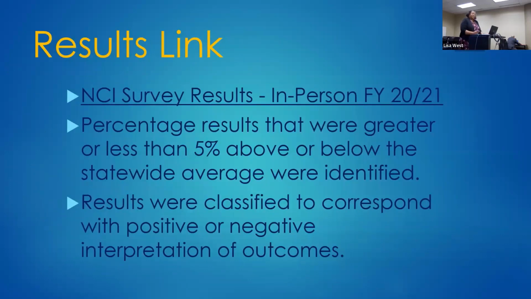The survey results themselves are posted on our website, and they're tabulated by regional center. Percentage results that were 5% above the statewide average are green, and percentage results that are 5% below are red. This is if you were actually looking at the survey on our website.